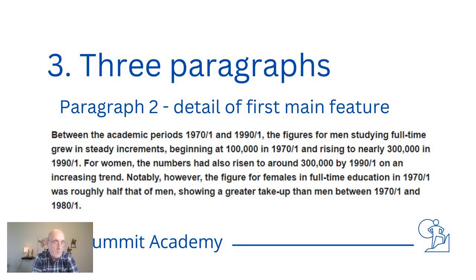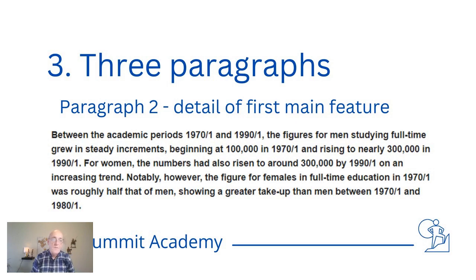Between the academic periods 1971 and 1991, the figures for men studying full-time grew in steady increments, beginning at 100,000 in 1970-71 and rising to nearly 300,000 in 1990 and 1991. And then I'm going to talk about the same things for the women. For the women, the numbers had also risen to around 300 on an increasing trend. Remember, we noticed that the women only increased.